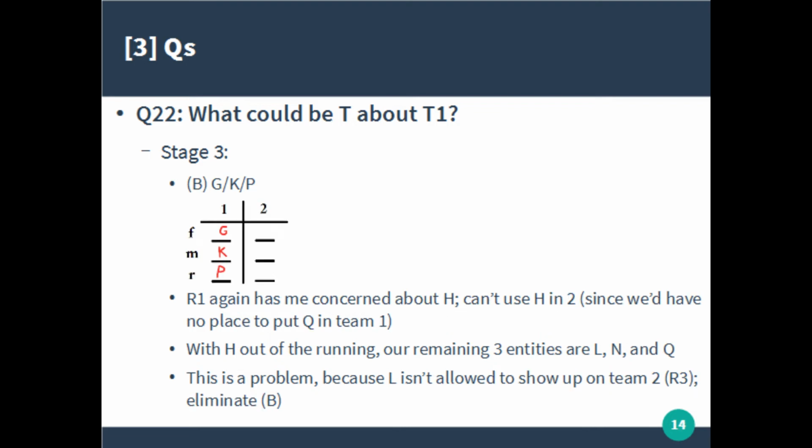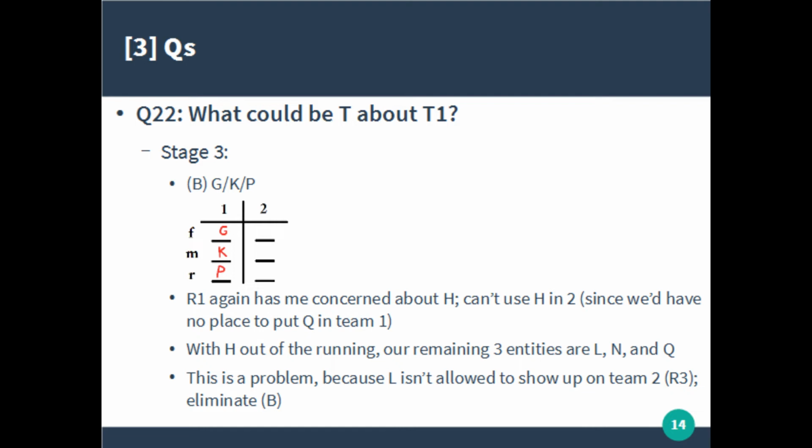Moving right along to B. B proposes that team 1 looks like G in front, K in the middle, and P in the back. Rule 1 again has me concerned about H, and again like last time, it looks like we cannot use H in team 2 for the same reason. We have something else already occupying the middle slot on team 1, and if we wanted to use H on team 2, we have to put Q in team 1, but again, we have no place to do that, so we can't actually use H in team 2. And so without H as one of the entities that we can use to fill the now empty team 2, our 3 remaining entities are just L, N, and Q.